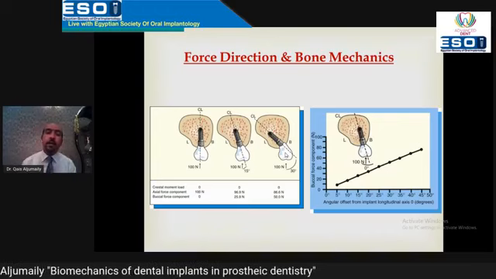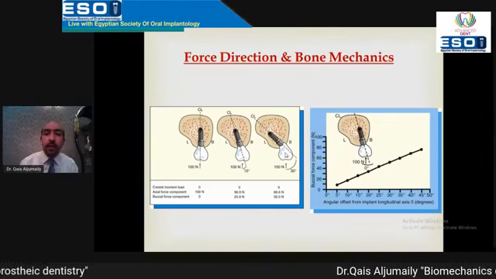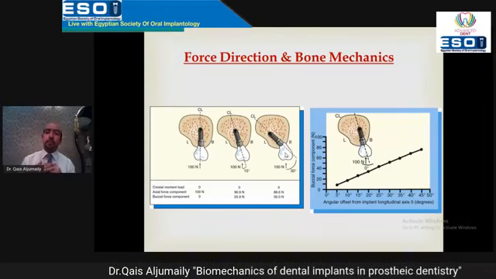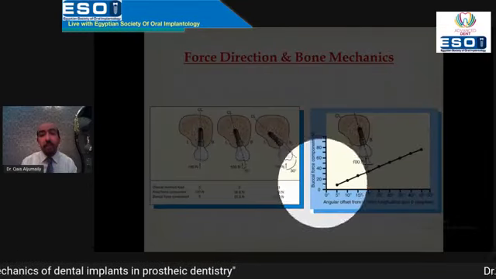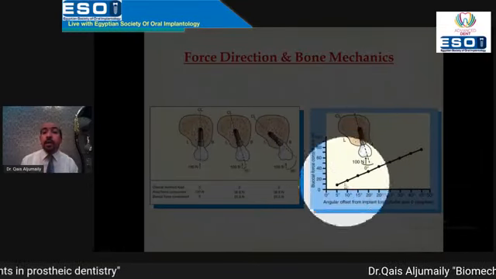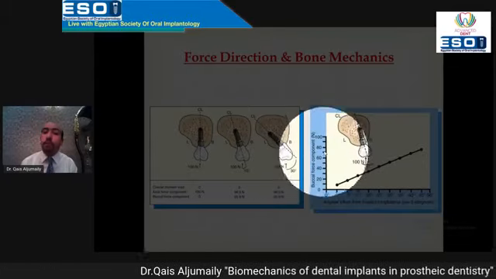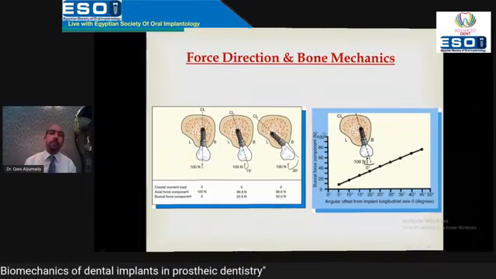How? مرة ثانية نقول أتجنب اللاترال فورس، أتجنب الانجل abutment، أتجنب الهاي cusp in my prosthesis. And here we can see in this diagram, when the angulation increases, the amount of force increased. This is a problem.